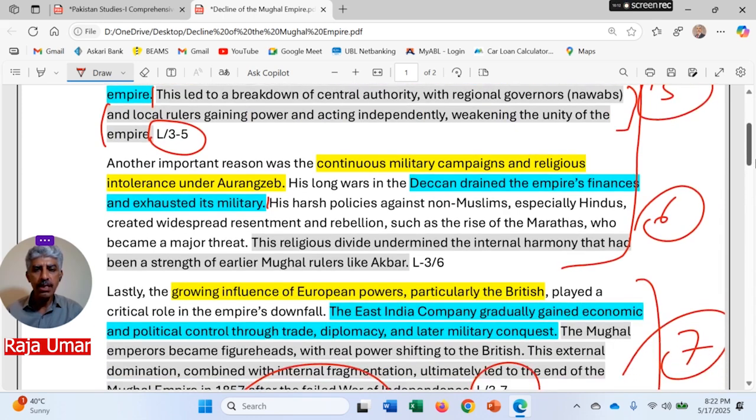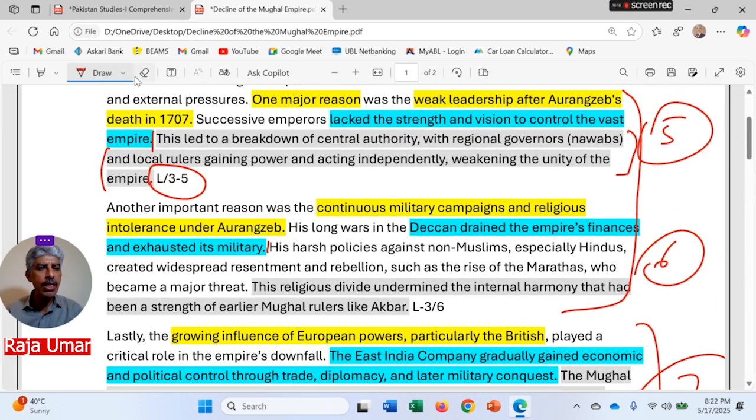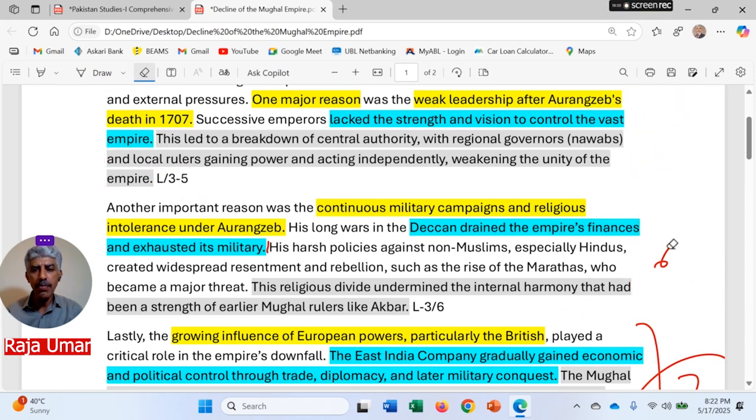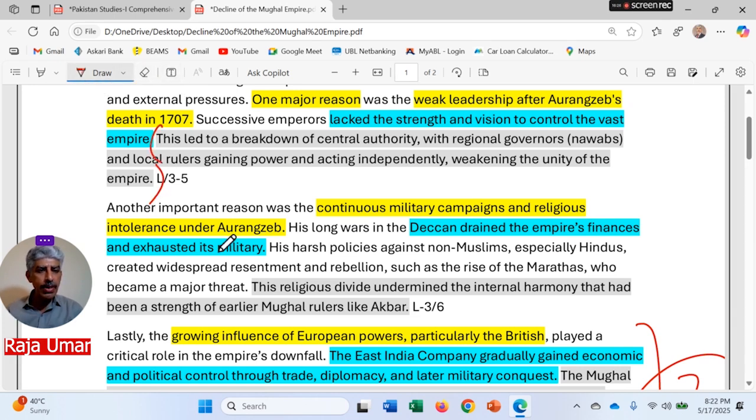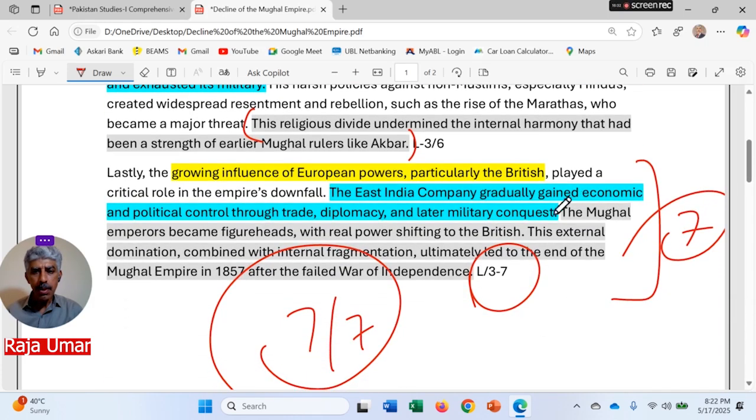So in this way, 7 out of 7 can be gained if a student writes a 7 marks question this way. Three reasons, well explained, well evaluated, and you can see that the evaluation is given for every explanation or every reason. You can see the gray one. This is the evaluation of this reason. This one is for this reason. And the last one, this gray portion, is the evaluation of this reason.